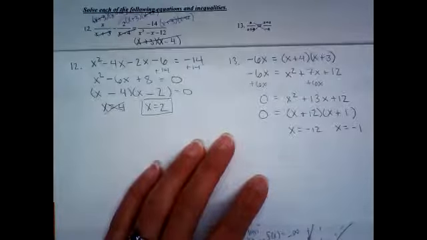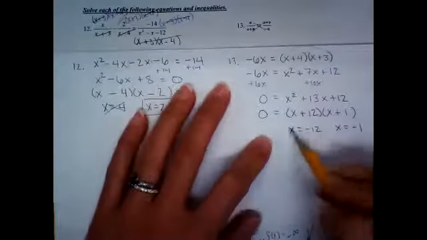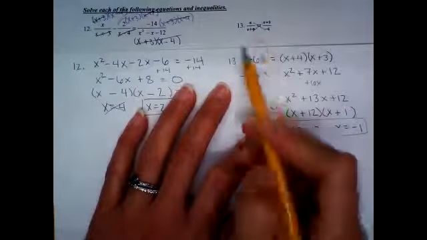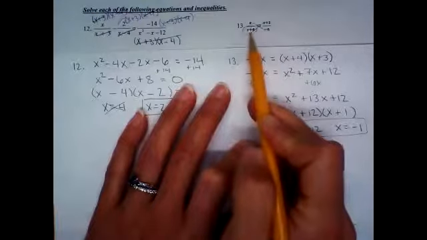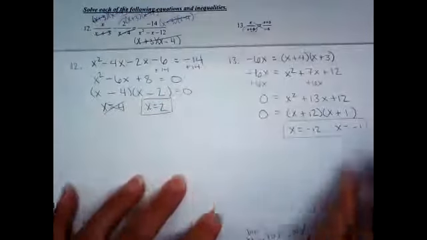And then check them. Do we get to keep them both? Get rid of one or the other? What do you guys think? You get to keep them both. What number would you have had to get rid of? Negative 4. Good. All right, cool.